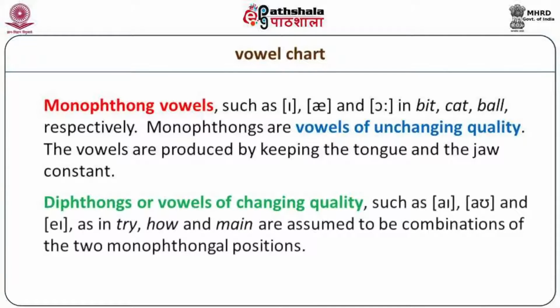Vowels which are called diphthongs, or vowels of changing quality, are not included in the vowel chart, such as I, or as A in gate, or ow in how. Now these vowels are not included. What's the reason for not including them? The reason is that we assume that diphthongs actually are a change of vowels from one monophthongal position to another monophthongal position. So we need not include charts for diphthongs.